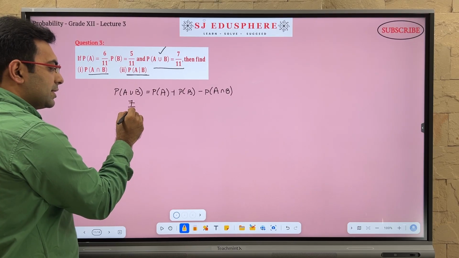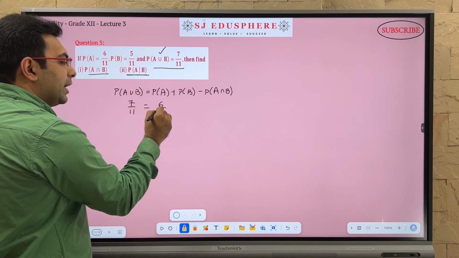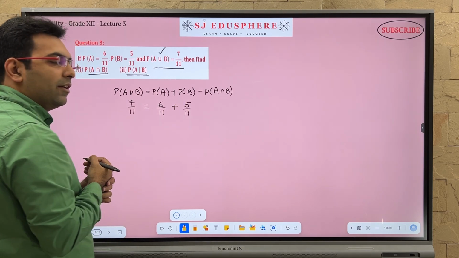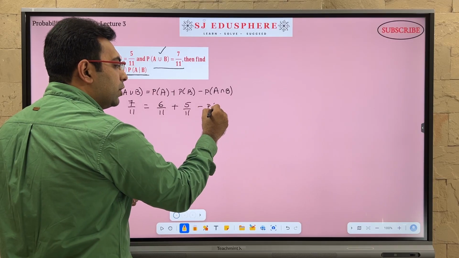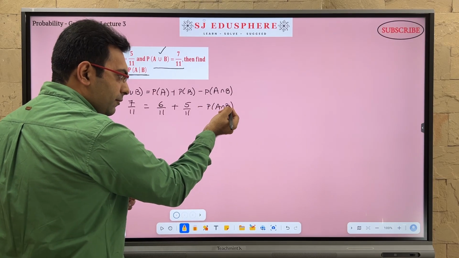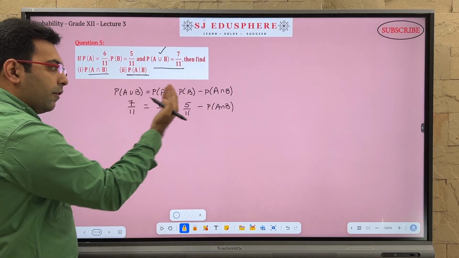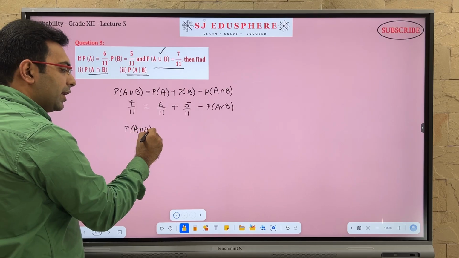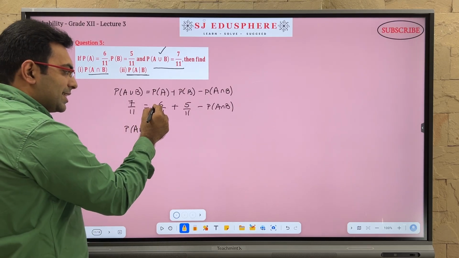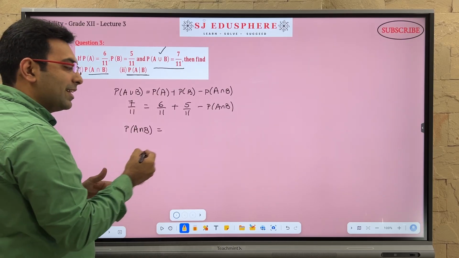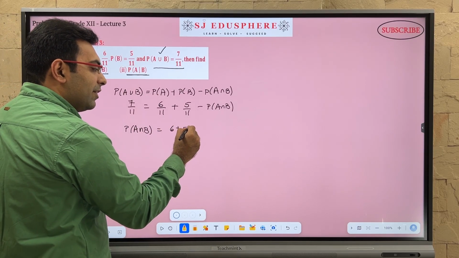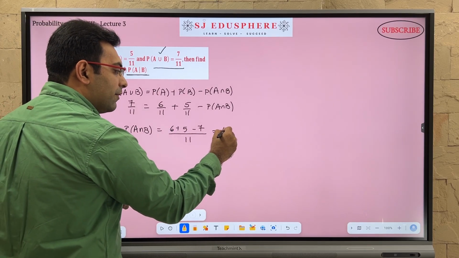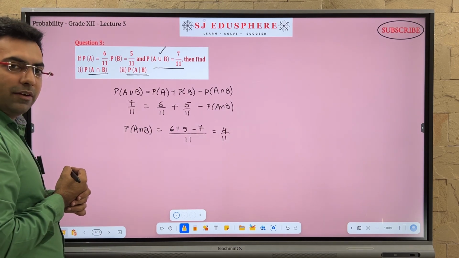I know this is 7 by 11. Probability A is 6 by 11. Probability B is 5 by 11. I do not know the value of A intersection B, which I throw on the left hand side. When this comes here, guys, minus will become plus. So this is probability A intersection B. 6 by 11 plus 5 by 11, you know, is 11 by 11, and minus 7 by 11. So I'm left over here with 4 by 11.